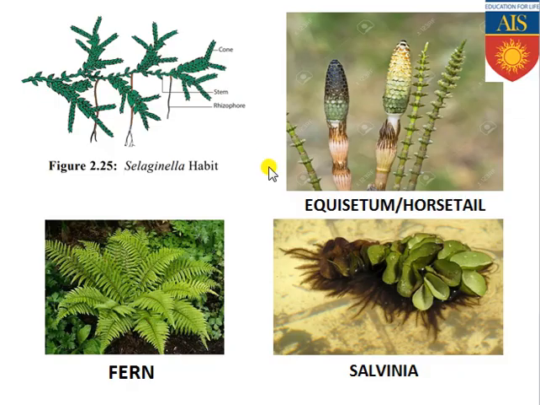Moving to the next slide, you can see the figures of various plants belonging to the pteridophytes. First of all you can see Selaginella, a representative plant of the pteridophytes. Equisetum or horsetail looks like the tail of a horse, which is why the name has been given. This is the common fern you can see everywhere. Salvinia is also an aquatic plant, but it is also a pteridophyte. Okay, going to the next slide.